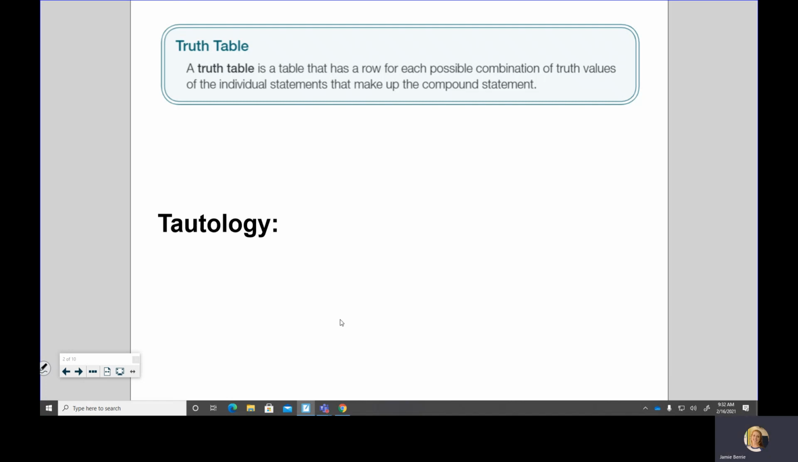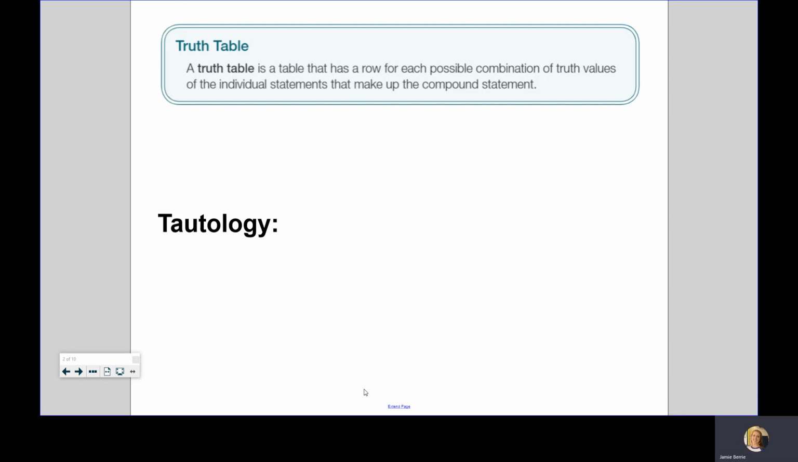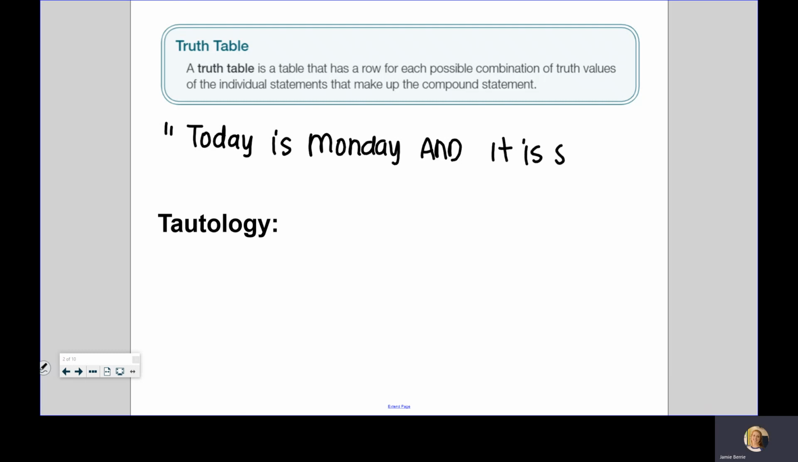All right, so an example your textbook uses, they come up with this compound statement: Today is Monday and it is sunny outside. So that's the compound statement. Today is Monday. And it is sunny outside. I ran out of room, so we'll say it is sunny. All right, so this is an example of a compound statement.